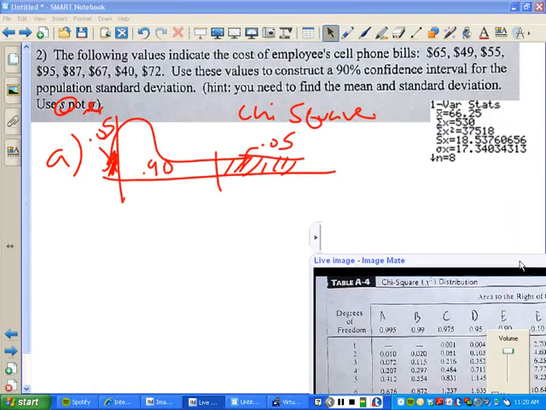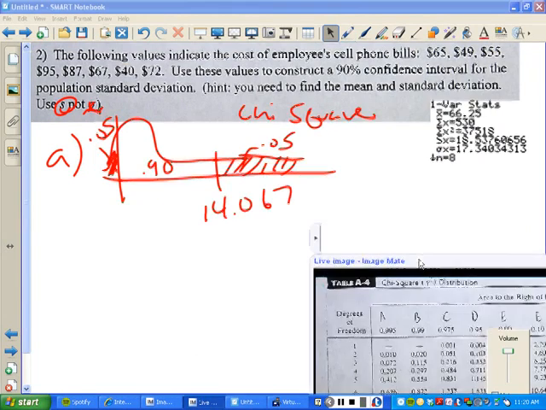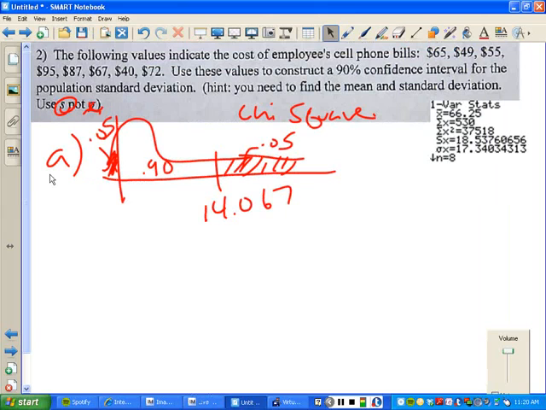So on the right side, we're going to say 14.067. Now on the left side, what are we going to use? We're in column D, jumping to column D here, coming down to 7, you'll get 2.167. Yes. Okay, any questions on that?